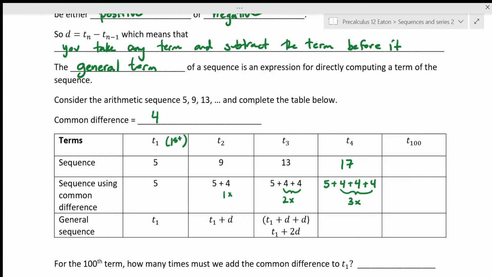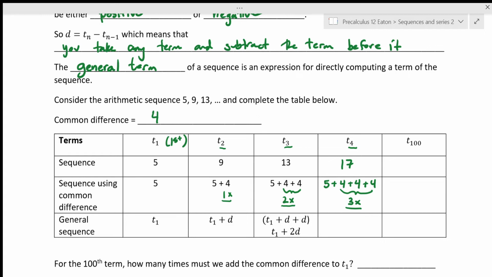Okay, so now I'm going to look at the number of times I've added 4 and associate it with the little subscript number. For T2, I've added 4 one time. For T3, I've added 4 two times. For T4, I've added 4 three times. For T5, I would have added 4 four times. For T6, I would have added 4 five times.